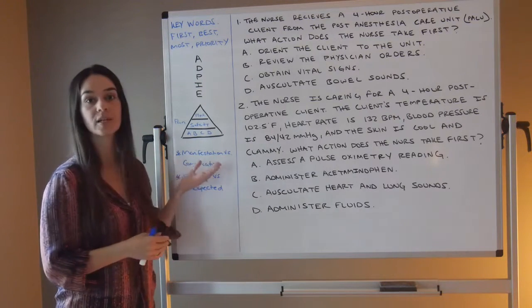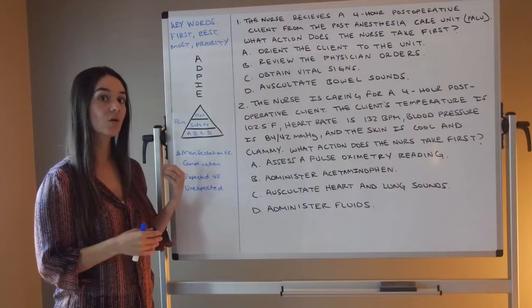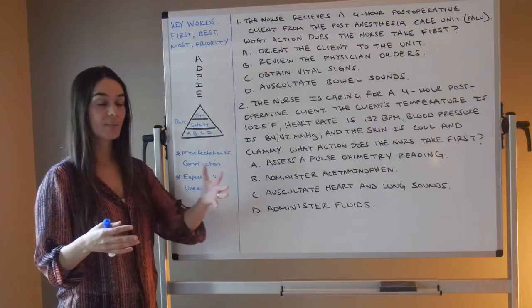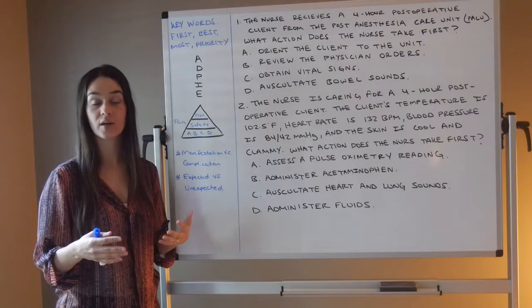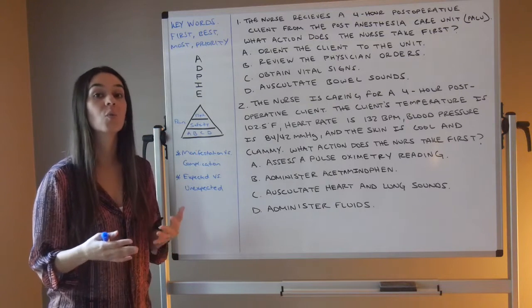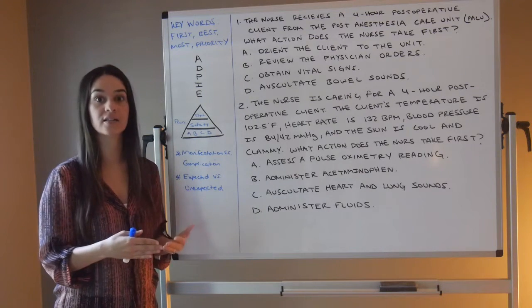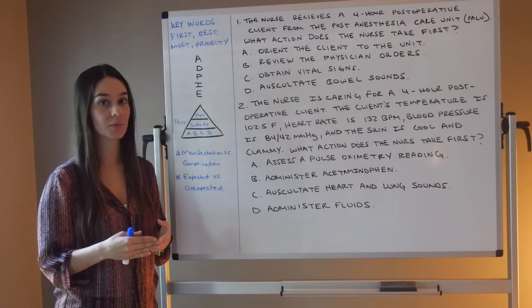And always we pick according to Maslow's. So Maslow's meaning, based upon the data that is presented to us, we are going to pick what would hurt the client the greatest, or what would kill them first, okay?